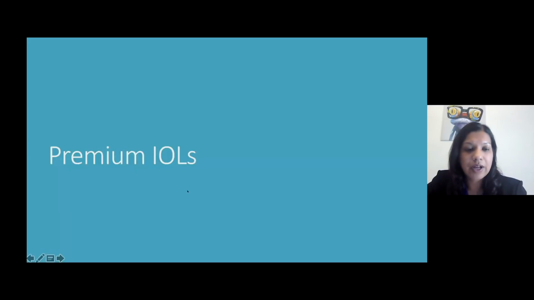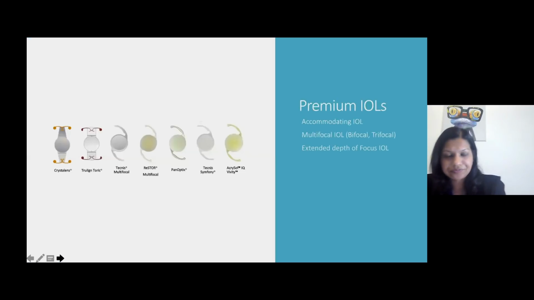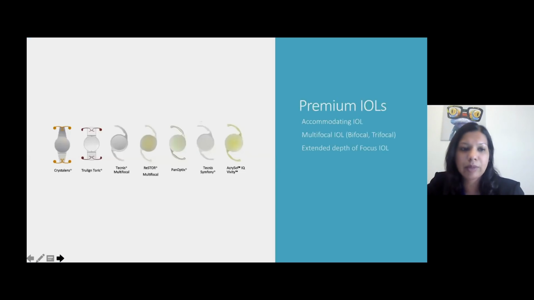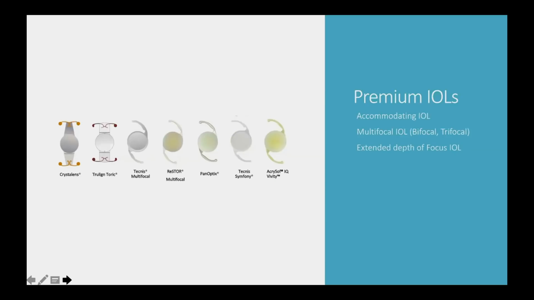And then I want to move on to the other premium IOLs, which are probably the ones that you more commonly hear about when you're talking to your friends who've had cataract surgery, things that are just very commonly known now. There are several types of premium IOLs, and there's something called the accommodating IOL. There are multifocal IOLs that can be bifocal or trifocals. And then there's also an extended depth of focus IOL.